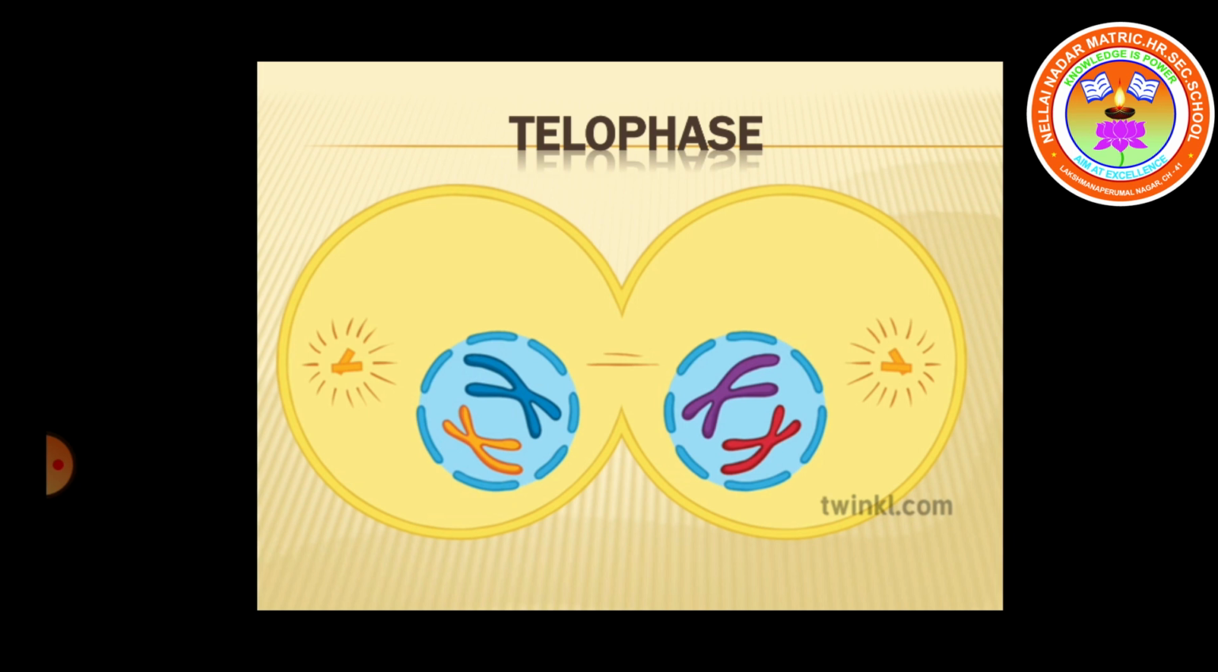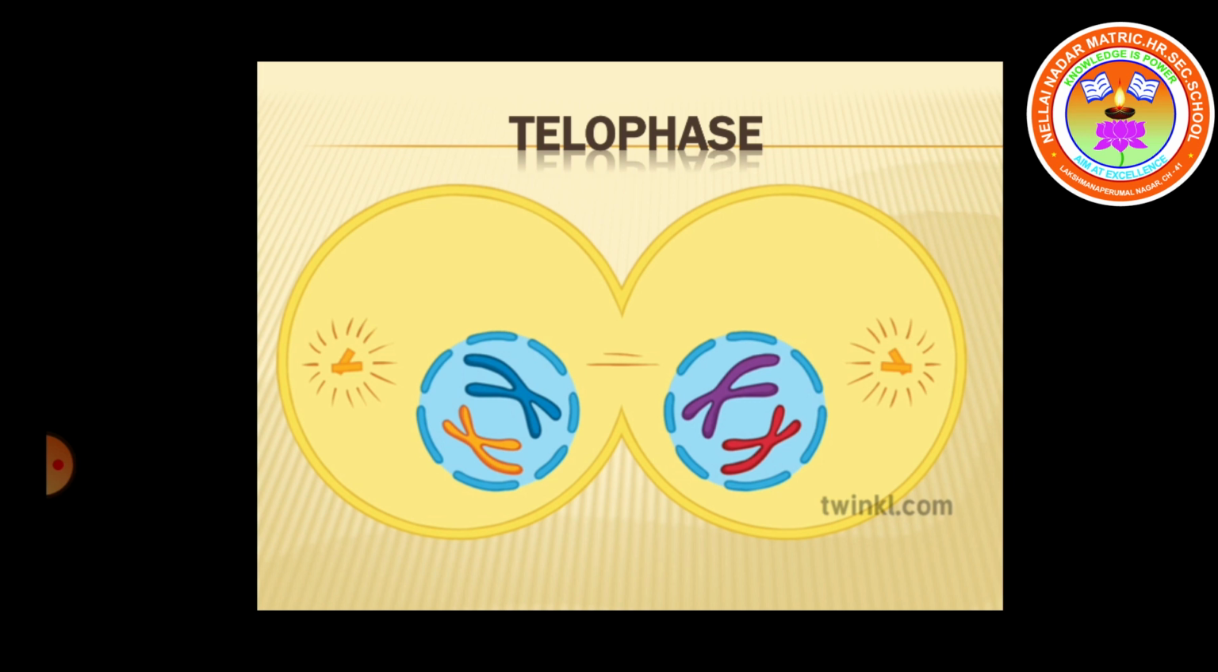You can see the chromosomes which are arranged in the middle get attracted by the spindle fibers, and they divide equally and move towards the spindle fibers. The centromere of each chromosome divides into two, each being associated with a chromatid. So they get separated equally. Got it? Now, next is the telophase, the last phase.